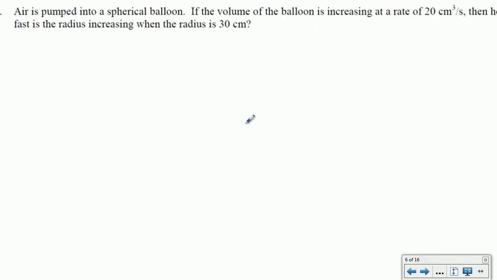So next question. Air is pumped into a spherical balloon. If the volume of the balloon is increasing at a rate of 20 centimeters cubed per second, how fast is the radius increasing when the radius is 30 centimeters? So let's pick out what we know. The volume of the balloon is increasing at a rate of 20 centimeters cubed per second, so dV/dt is that, 20 centimeters cubed per second. How fast is the radius increasing?